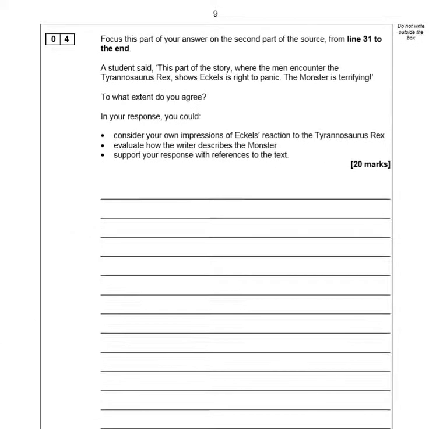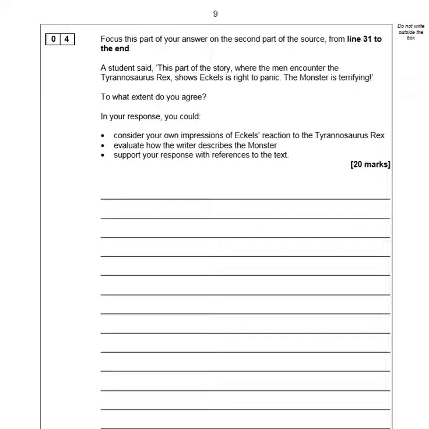Now question 4. In section A, it's the highest marked question. It's 20 marks. And it tells us a student said, and we usually get a student's opinion. So in this case, Eccles has a right to panic and the Munster is terrifying. To what extent do you agree or disagree? So it's an agree or disagree question. We are given a quote, an opinion from usually a student, and asked do we agree or disagree.